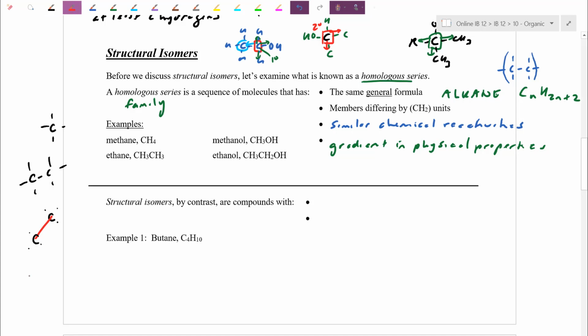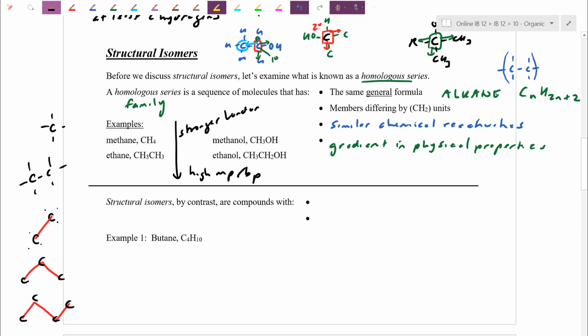As this chain here steadily gets longer, let's say a propane, let's say a butane like that, remember, it's implied every kink, every corner actually implies a carbon. As I steadily get longer, we have stronger London forces. So therefore, one gradient is going to be higher melting point or higher boiling point.